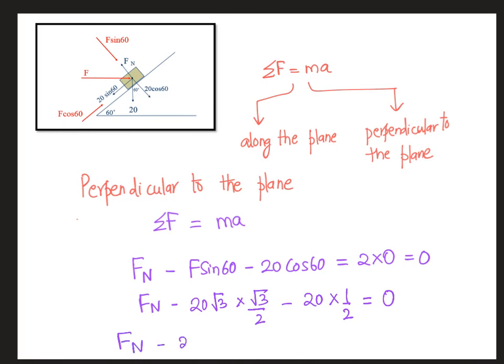Fn minus 20 into root 3 into root 3, which is 3, over 2, minus 20 into half is 10, equal to 0, which we can further solve, and we can get Fn as 30 plus 10. So 20 into 3 over 2 will become 10 into 3, which will be 30, and this is 10, which goes on the other side. And this will be equal to 40 Newton. So we have solved for Fn, which is the normal force, and we have solved for F, which was the horizontal force.